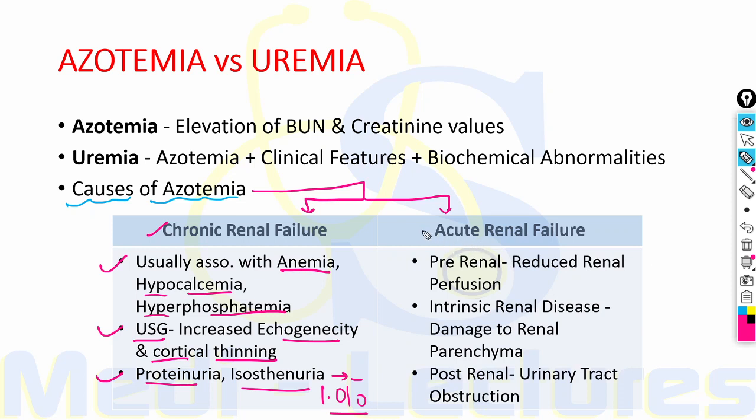On the other hand, we will discuss acute renal failure in detail in this lecture, which can be either pre-renal azotemia, intrinsic renal disease, or post-renal azotemia. Pre-renal means there is reduced renal perfusion, reduced blood supply to the kidneys. On the other hand, in intrinsic renal disease, there is damage to the renal parenchyma. There is a defect in the kidneys themselves, be it their large arteries or tubules or glomerulus, etc. On the other hand, post-renal is due to urinary tract obstruction after the level of the kidneys.